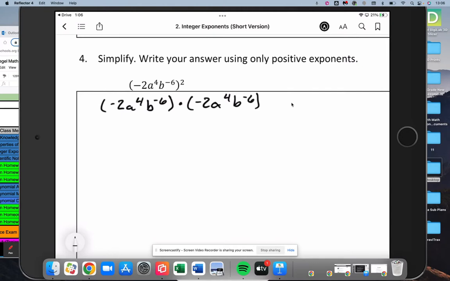Okay. There are 2 things that I could do from here. I could just multiply everything together, like multiply the negative 2, multiply the a, and then when I multiplied the b, I would get a negative 12. Then I would have to move that negative 12 to the denominator. I'm a fan of getting all the exponents to be positive, if possible, right away. So that's what I'm going to do. I'm actually going to rewrite this with all positive exponents first. So my b to the negative 6 goes to the denominator in both cases.